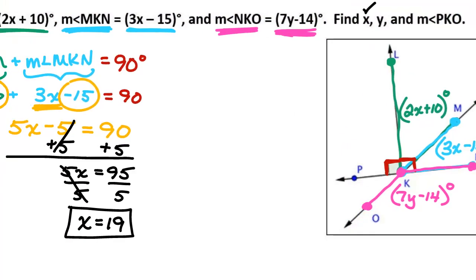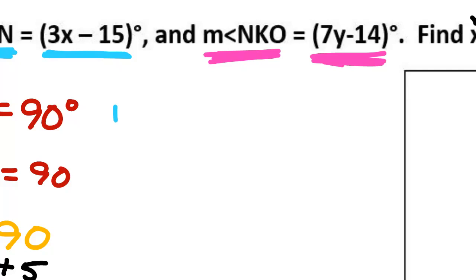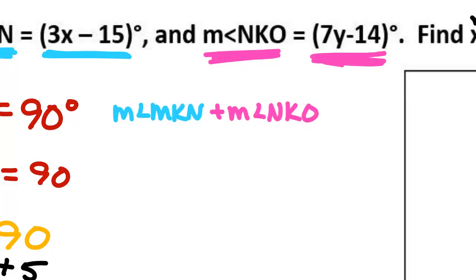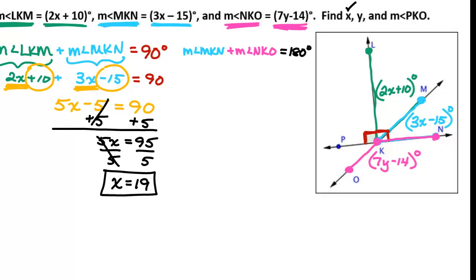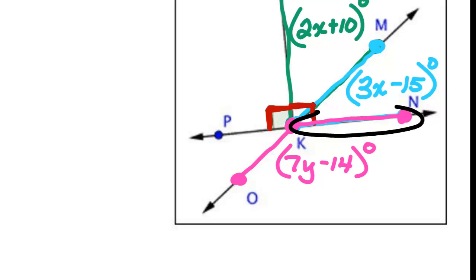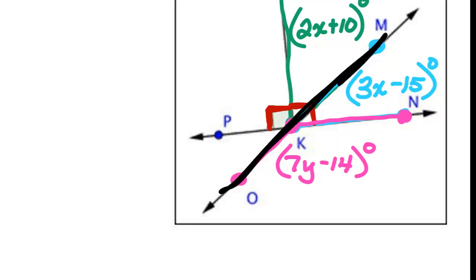MKN and NKO. So the measurement of angle MKN together with the measurement of angle NKO equals 180 degrees. They share this side right here, so they are adjacent. And together they make this straight line right here, which means they are a linear pair.